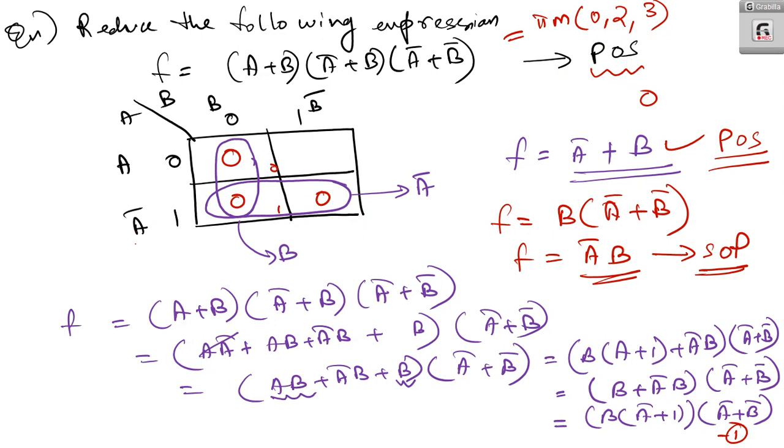Okay. Now here, what is the corresponding SOP form? That is sigma m of 1. What is 1? 1 is A bar B. So what you are getting in min term is the same as what you are getting in max term form. That means you can reduce a big expression using K-map into POS form as well as SOP form. In both cases the answer is correct.